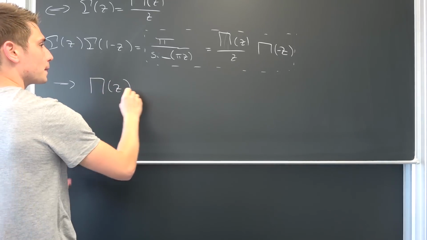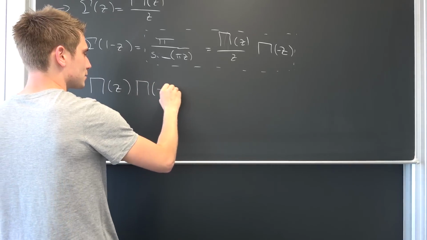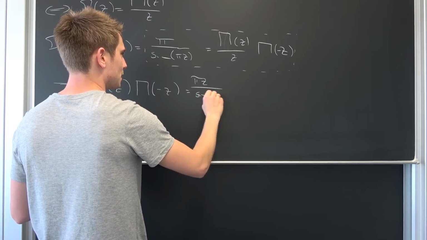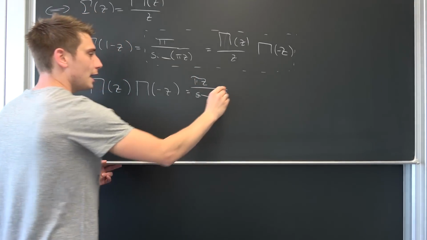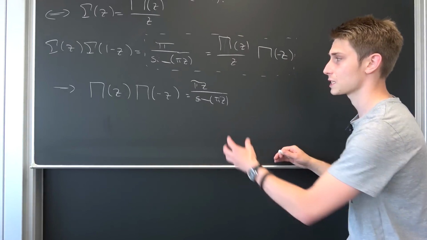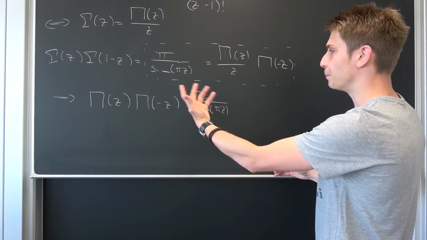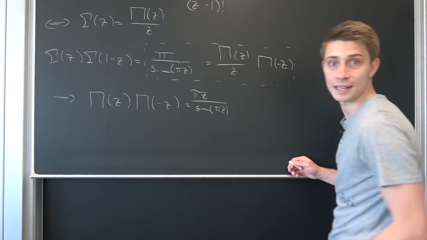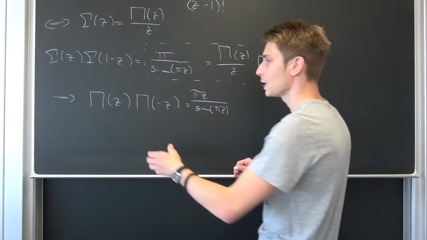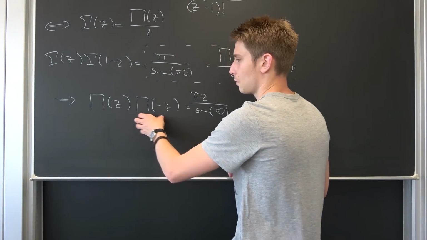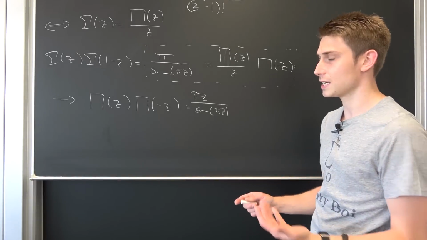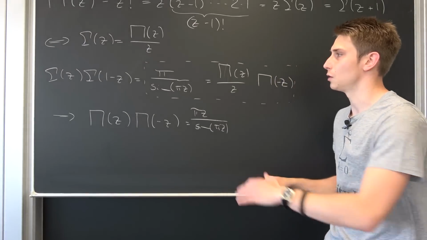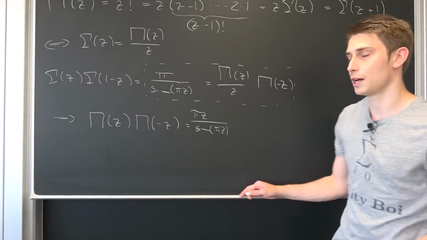So pi of z times pi of negative z is nothing but z, pi times z over the sine of pi times z. And in my opinion, this reflection formula looks actually more appealing because we have the same argument right here, okay? Pi times z, so that in itself is already pretty cool. And also, yeah, we have pi of z times pi of negative z. I think this right here looks way cooler than the regular reflection formula that we have right here.